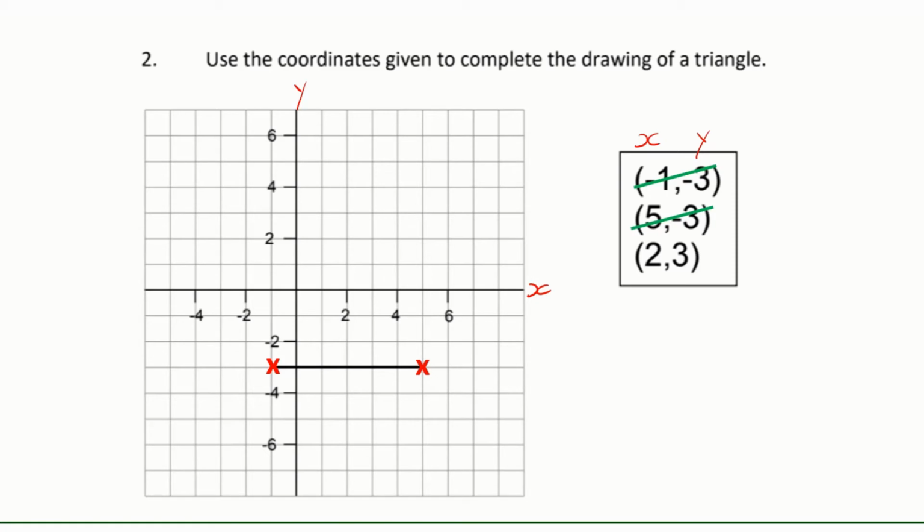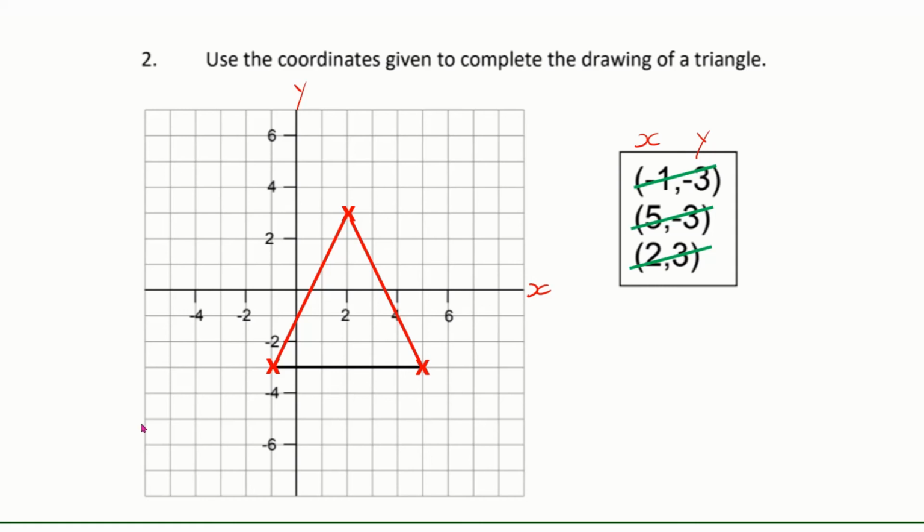And the last one is 2, 3. They're both positive, so what do you know about where they will go? They will go in quadrant A, since they're both positive numbers. I go over to my x-axis, 1, 2. My 3 is a positive 3, so what direction do I go in? I go up 3, 1, 2, 3, and there's my cross. Join them together, and that's what my shape should look like.